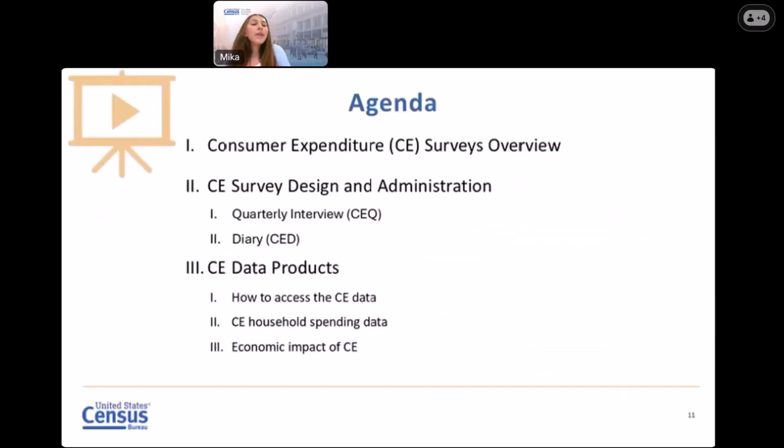All right, so let's move on to our agenda. We're going to begin with an overview of the Consumer Expenditure Surveys. Then we will talk about CE survey design and administration. We'll go over the quarterly interview survey, or CEQ, and the diary survey, or CED. And then we'll move on to the CE data products. Samantha's going to share a little bit about how to access the CE data. I'll share a few examples of household spending data from CE, and then we'll close out the CE portion with the economic impact of CE.